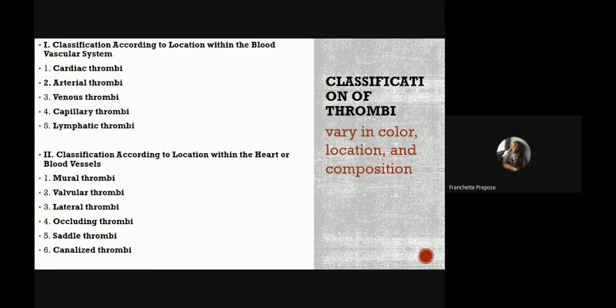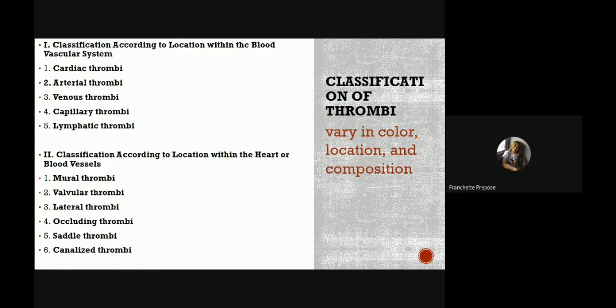Next one is the occluding thrombi. They are attached to the entire circumference of the vessel. Next is the saddle thrombi. They sit on the bifurcation of blood vessels, just as a saddle straddles the back of a horse.